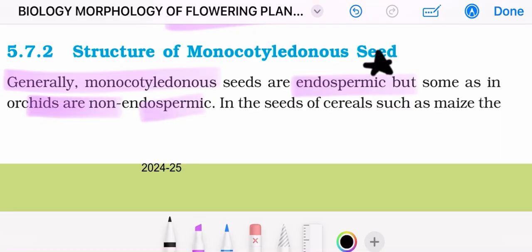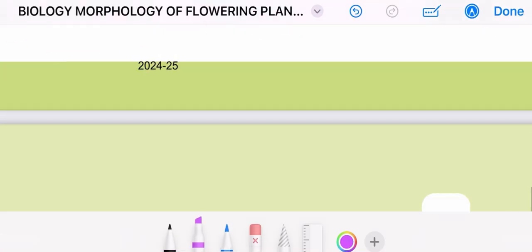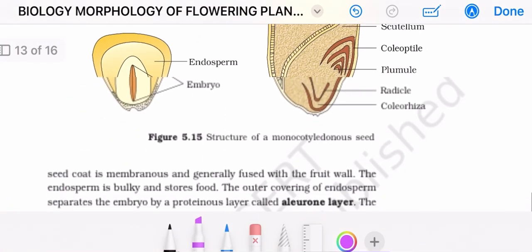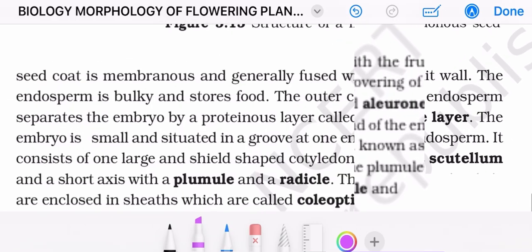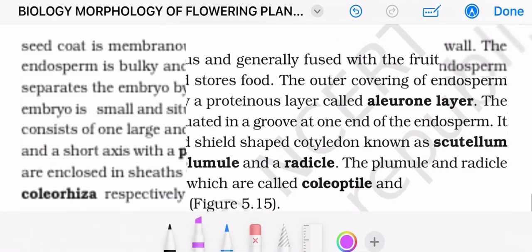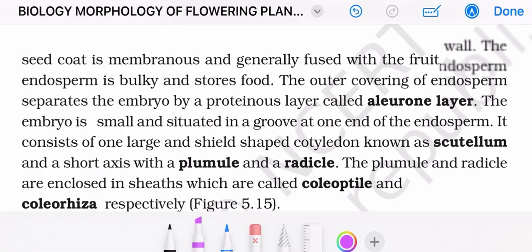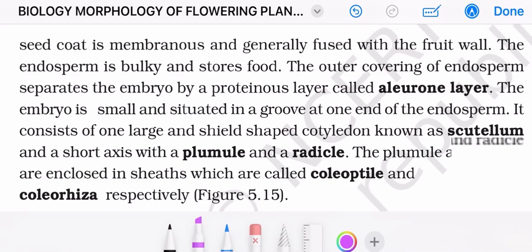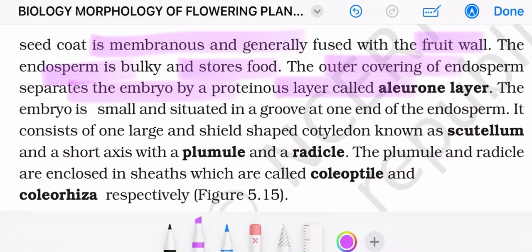Structure of monocot seed. Generally, monocotyledonous seeds are endospermic, but some, such as orchids, are non-endospermic. Very important line. In seeds of cereals such as maize, the seed coat is membranous and generally fused with the fruit wall. The endosperm is bulky and stores food. The outer covering of the endosperm separates the embryo by a proteinaceous layer called the aleurone layer.